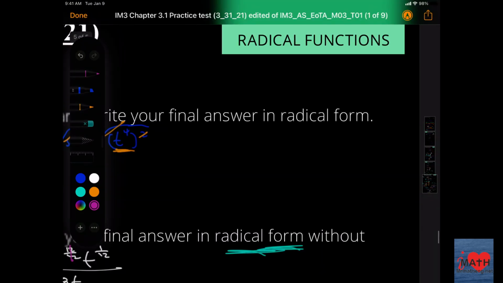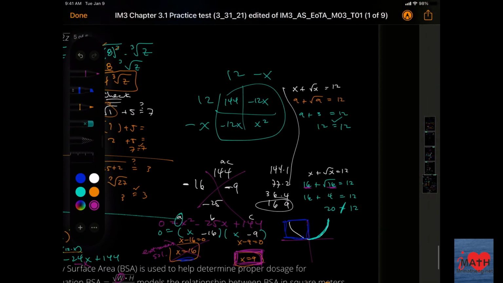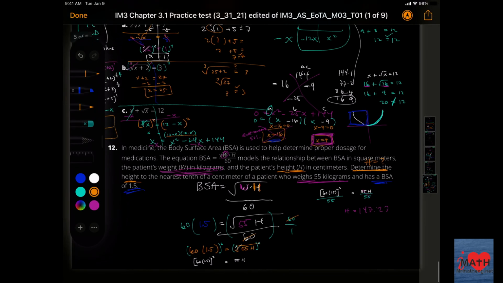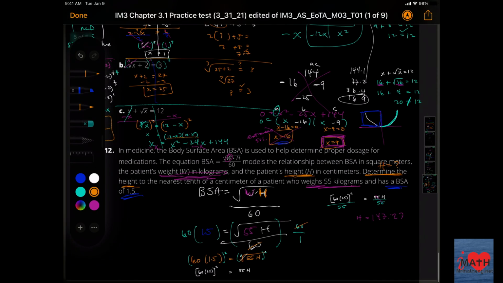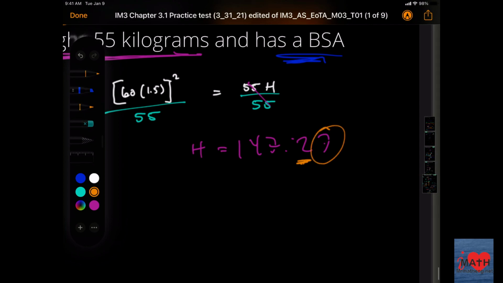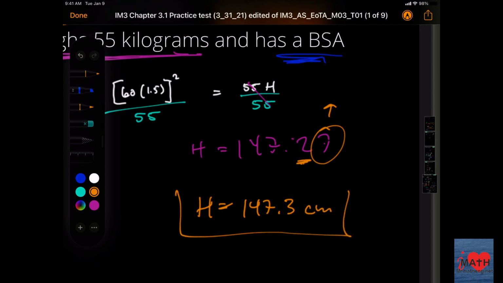Uh-oh, where are we? Last page. 147. What did I say? 27? And it says round to the nearest, determine the height to the nearest tenth. So the tenth is this spot, so I have to look at this number, which is a 7, and I'm going to round up, so h equals blah, blah, blah, 147.3 centimeters tall. There it is, guys.